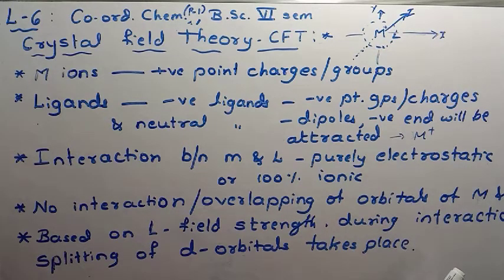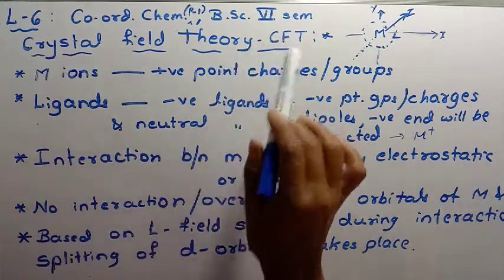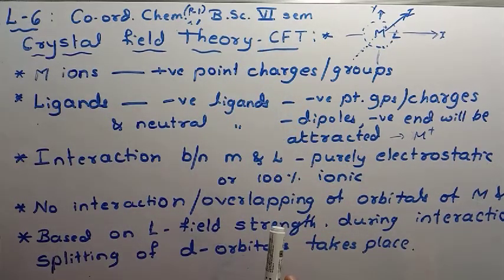In order to overcome some of the limitations, the next theory is crystal field theory. The crystal field theory is quite different from that of the valence bond theory. Now we'll go through the crystal field theory. The main theme of the crystal field theory is that the interaction between the metal and the ligand is purely electrostatic. Electrostatic means ionic in nature.